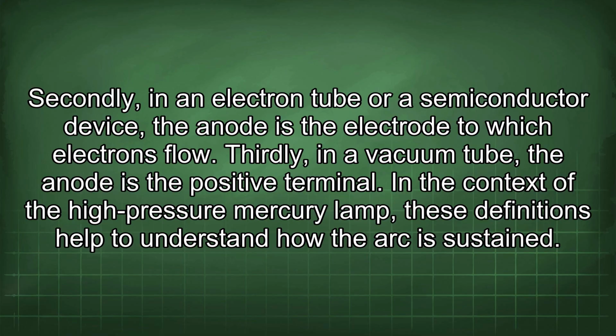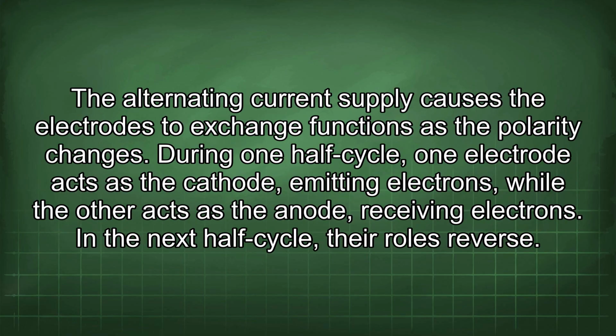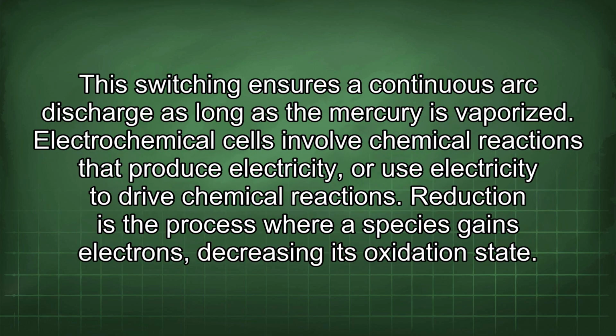In the context of the high-pressure mercury lamp, these definitions help to understand how the arc is sustained. The alternating current supply causes the electrodes to exchange functions as the polarity changes. During one half cycle, one electrode acts as the cathode, emitting electrons, while the other acts as the anode, receiving electrons. In the next half cycle, their roles reverse. This switching ensures a continuous arc discharge as long as the mercury is vaporized.